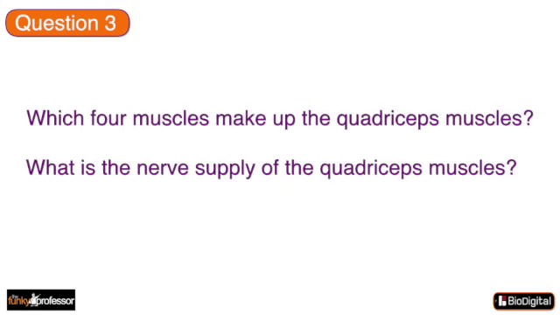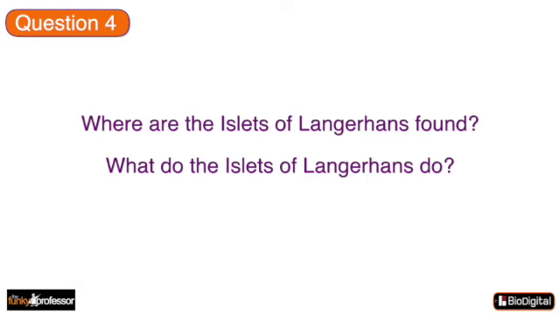Question three. Which four muscles make up the quadriceps muscles? And what is their nerve supply? Question four. Where are the islets of Langerhans found? And what do they do? And the final question for this week is, where is the anatomical snuff box found and what are its boundaries?